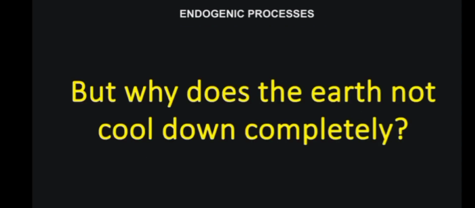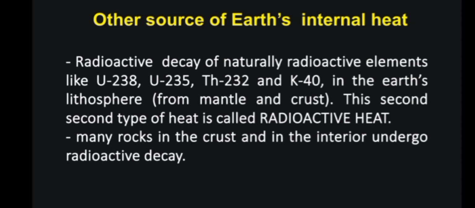But why does the Earth not cool down completely? The Earth has attained a stable temperature because it also continues to generate heat as fast as it is losing it. Another source of Earth's internal heat is radioactive decay of natural radioactive elements like U-238, U-235, Th-232, and K-40 in the Earth's lithosphere, from the mantle and crust. This second type of heat is called radioactive heat.